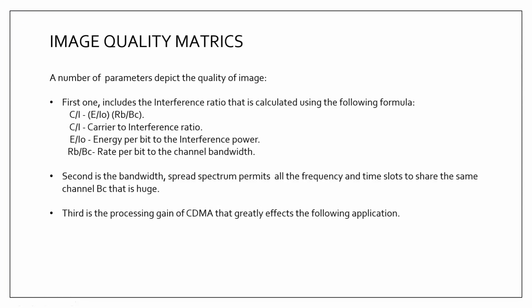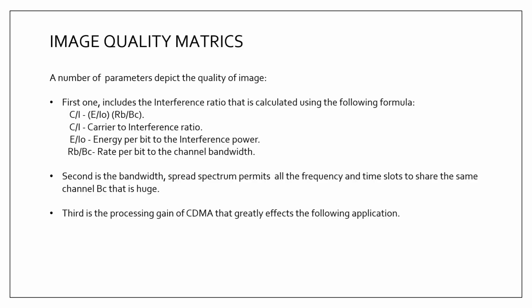Image quality metrics. A number of parameters depict the quality of image. First one includes the interference ratio that is calculated using the following formula. C/I = Eb/I0 × Rb/Bc.